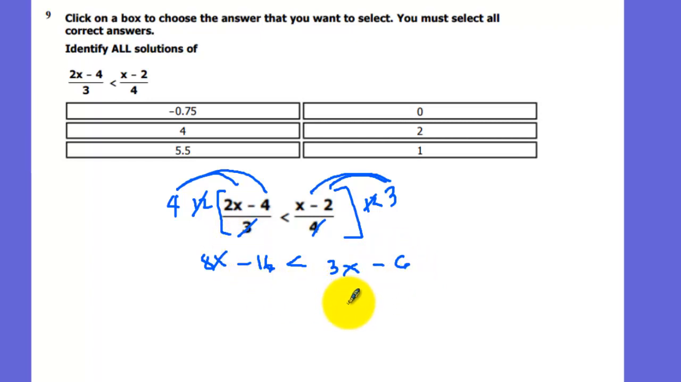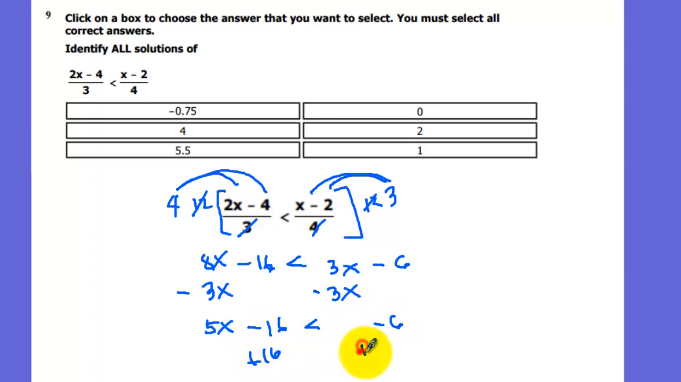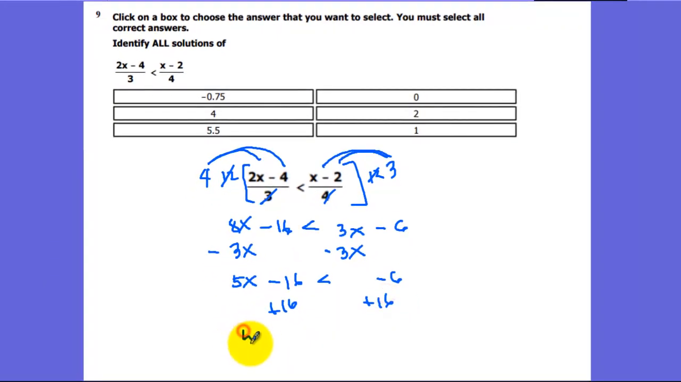Now let's undo our x's here. I have 3x, I have 8x. So let's remove 3x here. Subtract 3x from both sides. We'll get 5x minus 16 less than negative 6. So add 16 to both sides. We'll get 5x less than 10. Divide by 5. We'll get x less than 2.